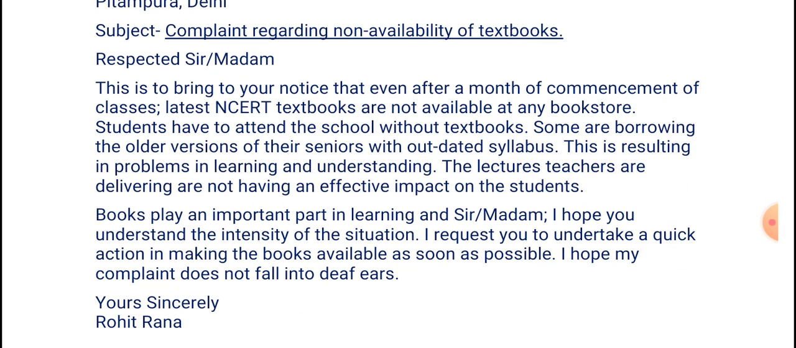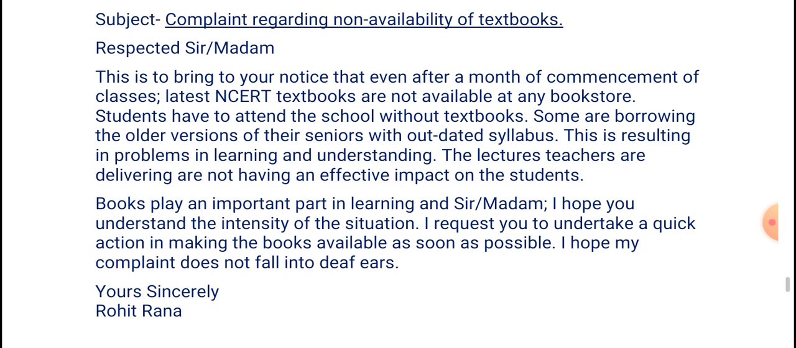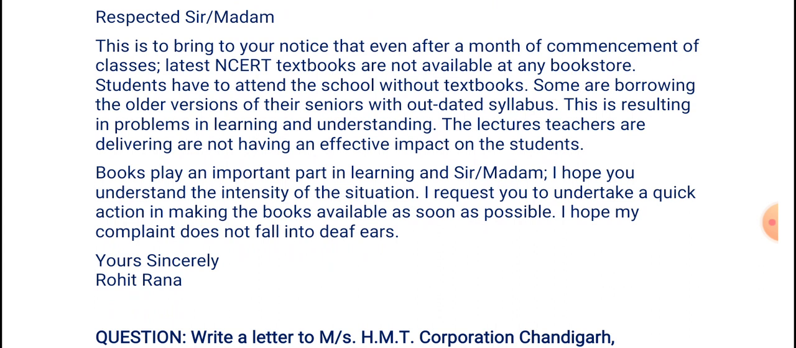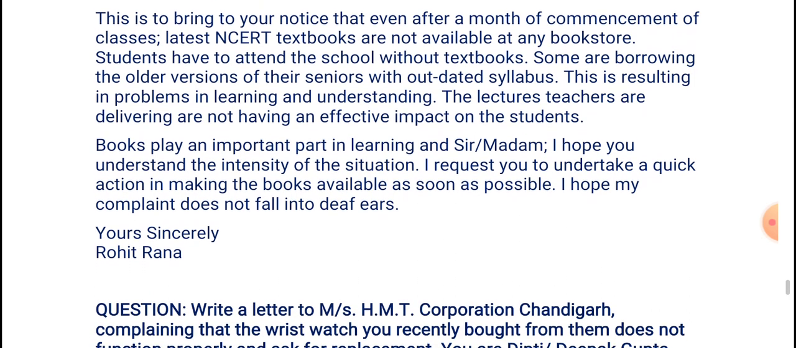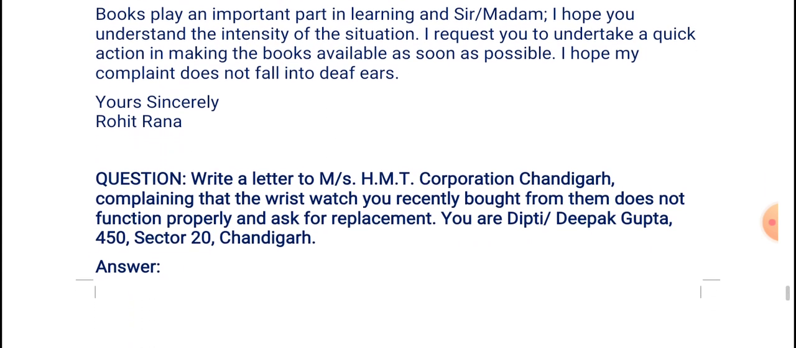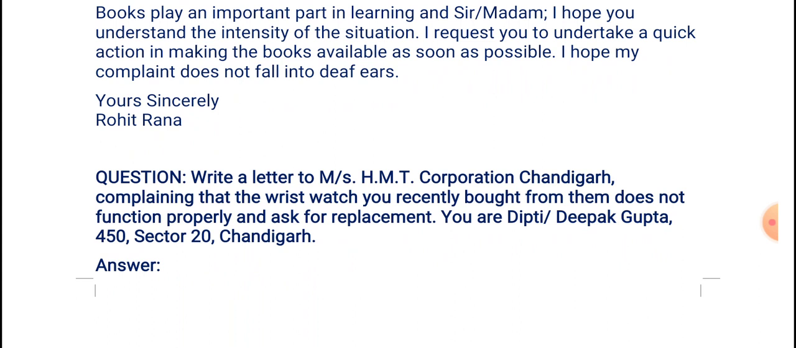This is to bring to your notice that even after a month of commencement of classes, the latest NCERT textbooks are not available at any bookstore. Students have to attend the school without textbooks. Some are borrowing the older versions from their seniors with outdated syllabus. This is resulting in problems in learning and understanding. The lectures teachers are delivering are not having an effective impact on the students. Books play an important part in learning, and sir, madam, I hope you understand the intensity of the situation. I request you to undertake a quick action in making the books available as soon as possible. I hope my complaint does not fall on deaf ears. Yours sincerely, again the s should be small, Rohit Rana.